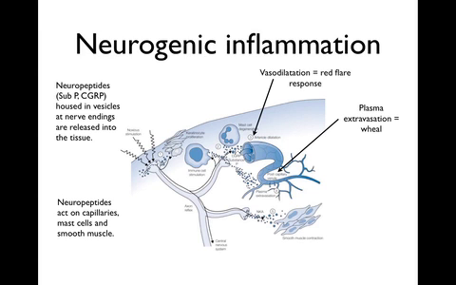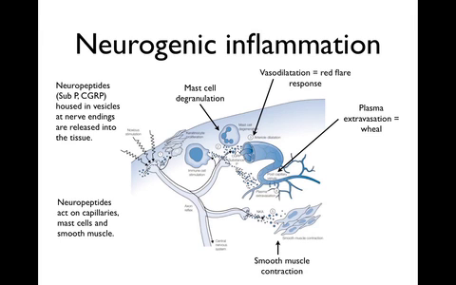Then we get the plasma extravasation, or a wheal, around the burn or the tissue injury, and that's as fluid leaks out of the postcapillary venule. You'll also see smooth muscle contraction, okay, preparing to heal the injured or potentially injured tissue, and we get mast cell degranulation.